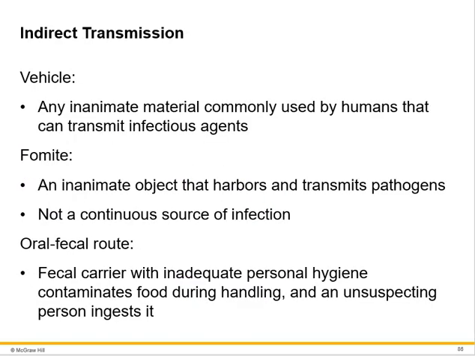So a vehicle is any inanimate object that is commonly used by humans. A type of vehicle would be a fomite, an inanimate object that harbors the pathogen, like a pen. In a doctor's office, a pen is the most common fomite. Oral fecal route would be when someone who has an infection contaminates food by improper food handling techniques, and then an unsuspecting person ingests it.